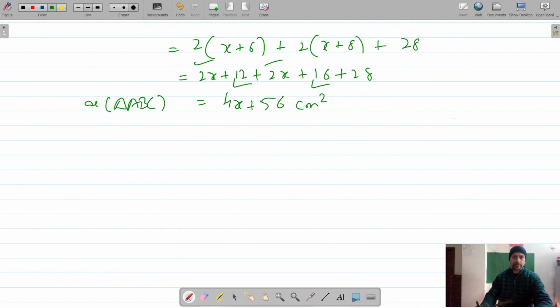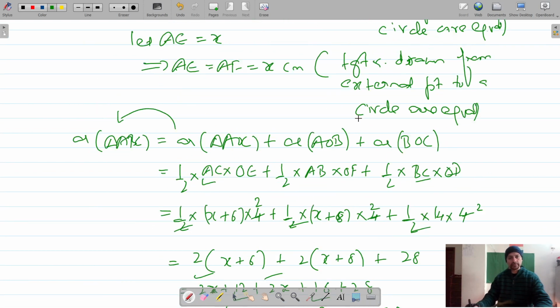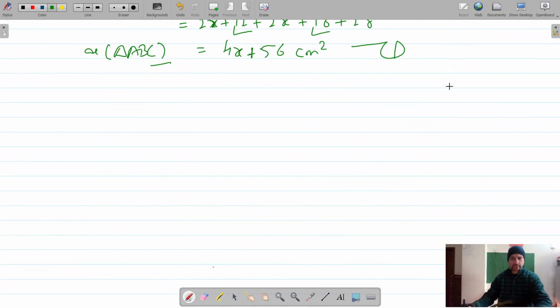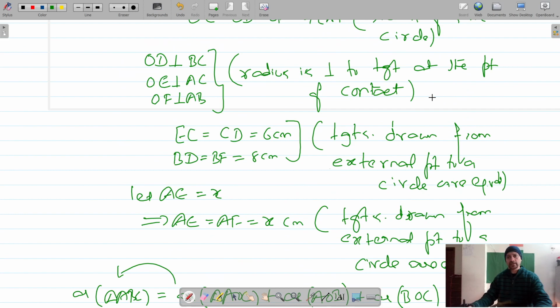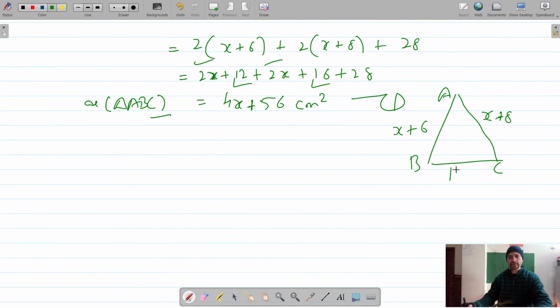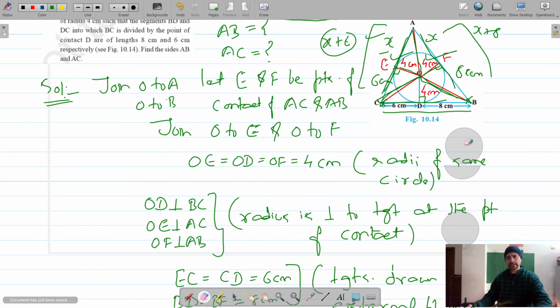So in order to find the value of x, we will have to equate this equation to something else. So I'm going to find the area of the triangle ABC using Heron's formula. So this is triangle ABC, and this side is x plus 6, this is x plus 8, and 14 centimeter. So let me try to find the area of this triangle.